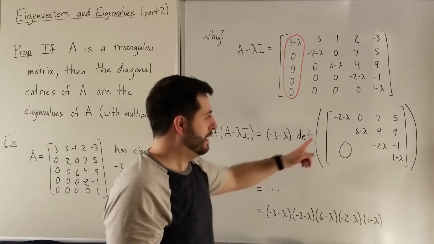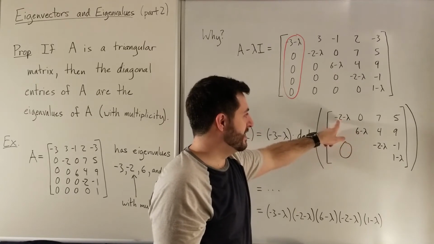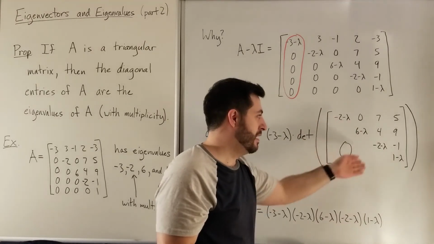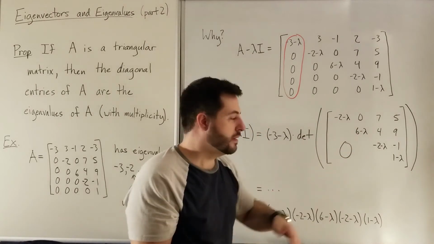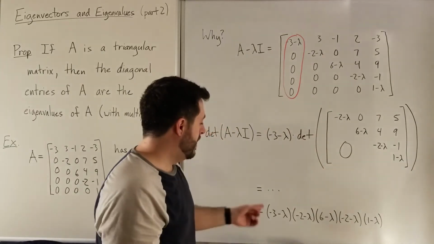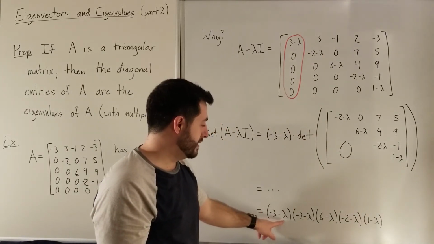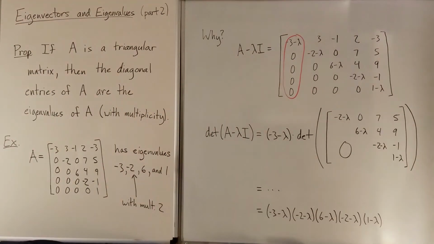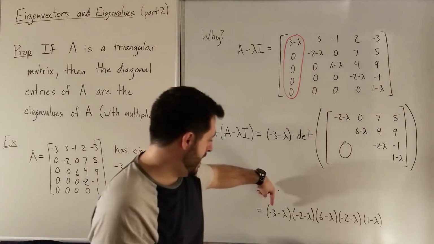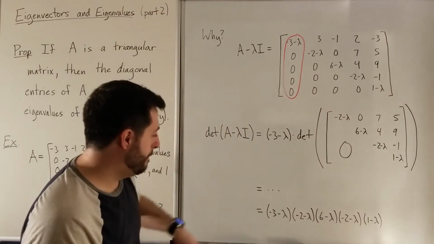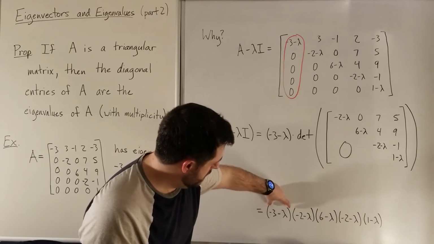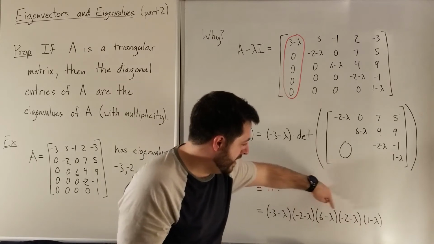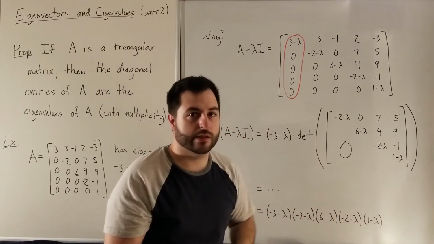Okay? But then you can keep doing this. The determinant of this is negative 2 minus lambda times the determinant of this 3x3 matrix, and then plus and minus a bunch of zeros. Okay? And then you keep going like that, and eventually you'll get down to just the determinant is the product of these things. Notice that this is exactly what it means to have all of these lambda values be the diagonal entries, right? This is 0 exactly when lambda is negative 3. This is 0 exactly when lambda is negative 2. And look, we have 2 factors of those, so multiplicity 2 for that one.